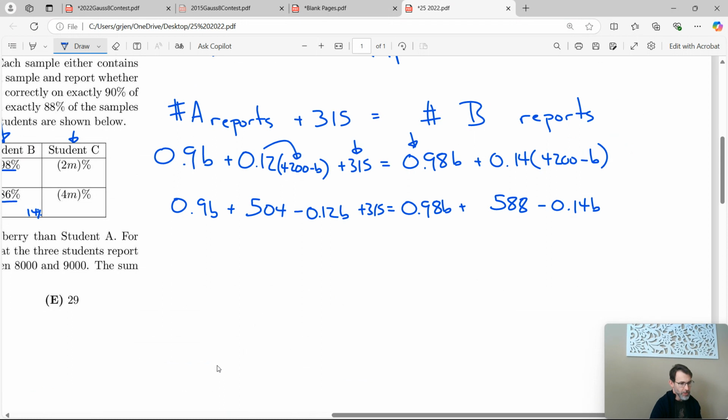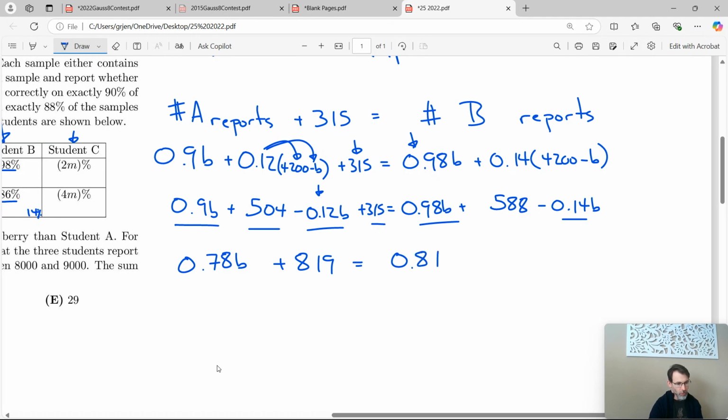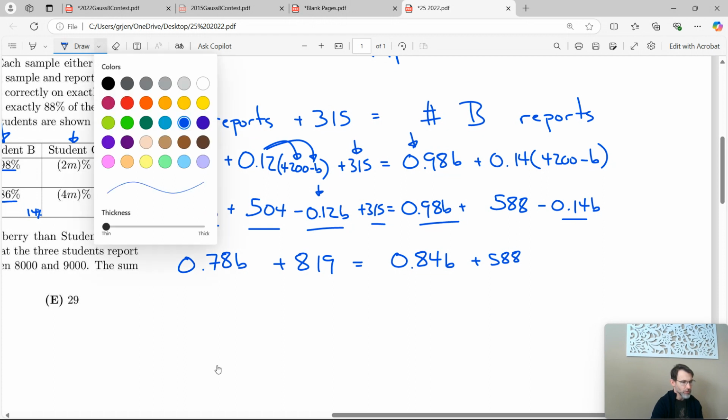So I've just distributed that in, got 504, distributed that in, got this, and now we're going to collect like terms. So 0.9B minus 0.12B gives me 0.78B, and this plus that gives me plus 819 is equal to this minus that gives me 0.84B plus 588.